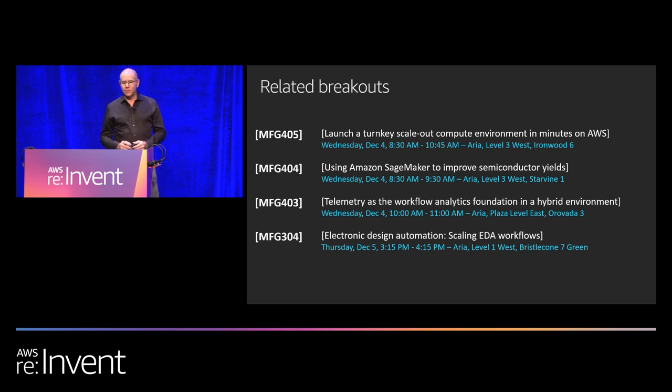SageMaker to improve semiconductor yields. Again, check your catalog to make sure these times are accurate. That session is on the smart manufacturing side of it, so using machine learning for silicon wafer defect analysis. It's a really interesting talk. Tower Jazz, Gilad will be presenting that talk. And then MFG403, that's another ARM presentation, talking about how to use analytics, telemetry with our partner Alexis, and how to instrument these flows to optimize performance and do a more smooth migration to cloud.